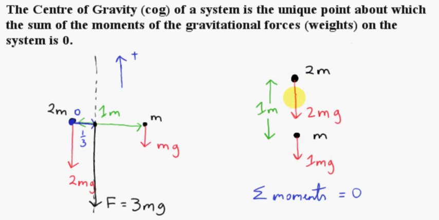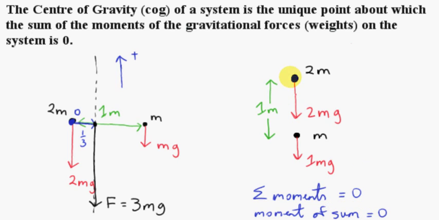Now, suppose we got the sum of the moments of the gravitational forces on the system about this point here. Well, the answer would be 0, because the perpendicular distance of this point to the line of action of both of these forces is 0. So it's very easy to calculate the sum of the moments. Now, what about the moment of the sum? Well, the moment of the sum must equal 0 as well.